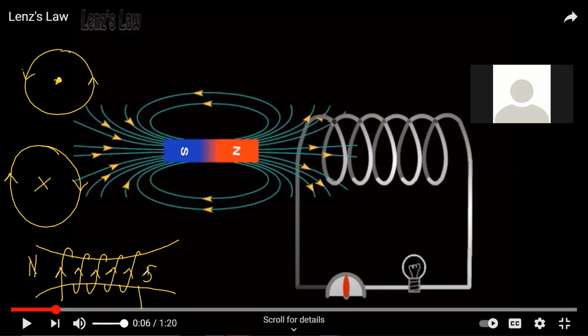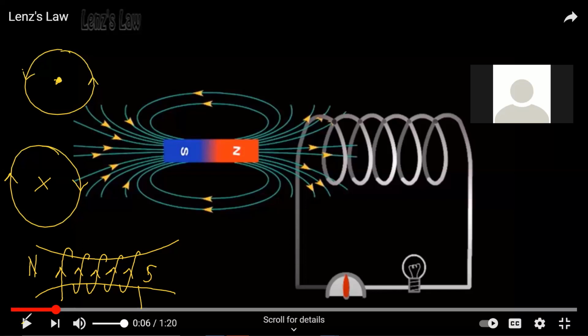Now, this is what Lenz is all about. It's about the interaction of the magnetic field, of this induced magnetism in this solenoid, and the bar magnet. How do they relate to each other? That is what we'll be looking at in Lenz's law. We can continue with our video.